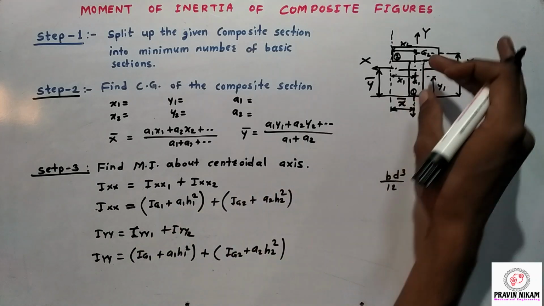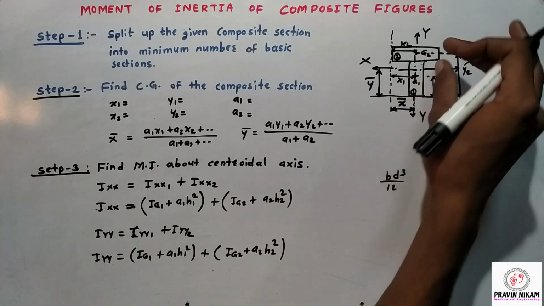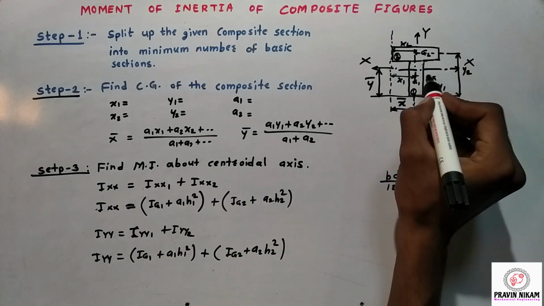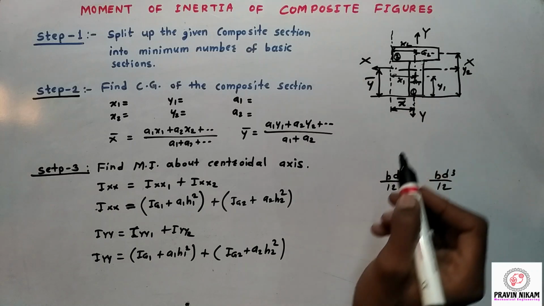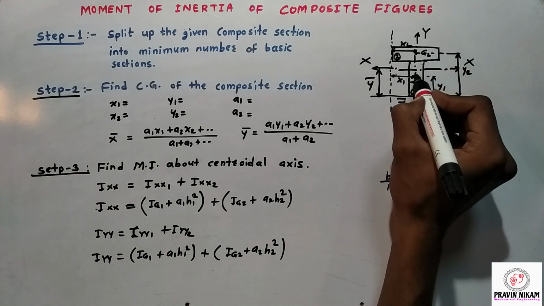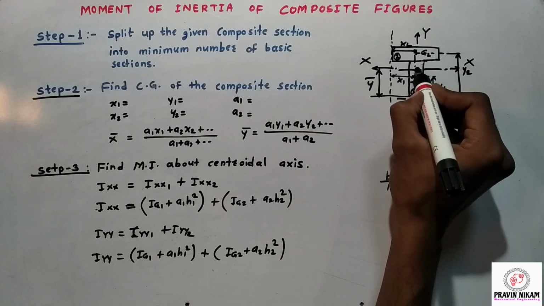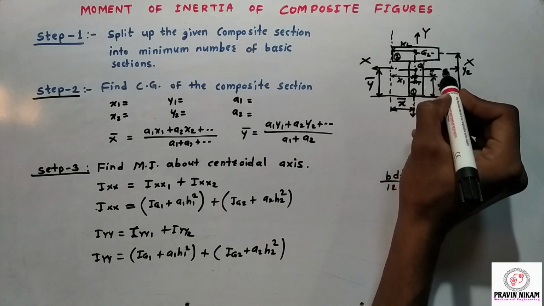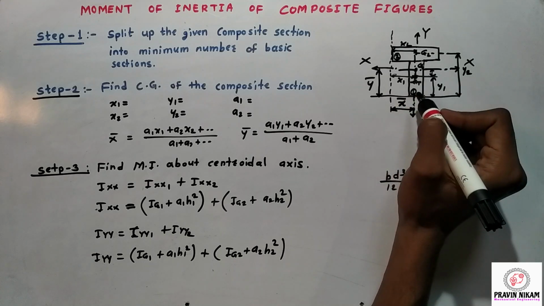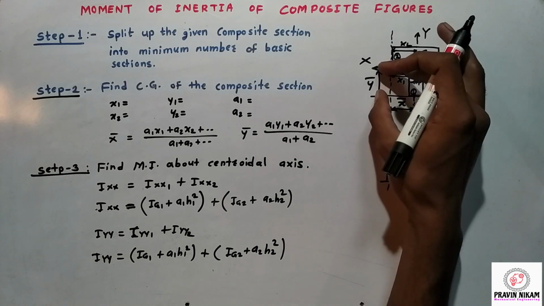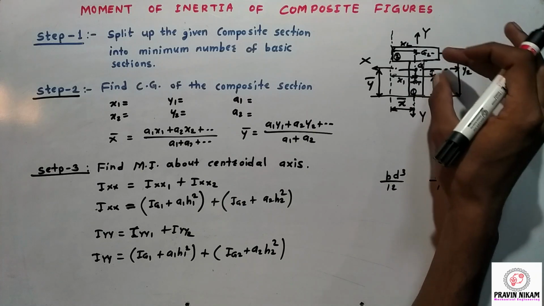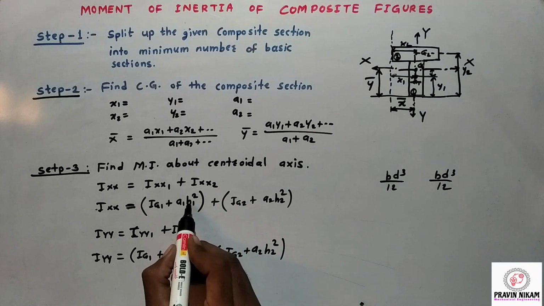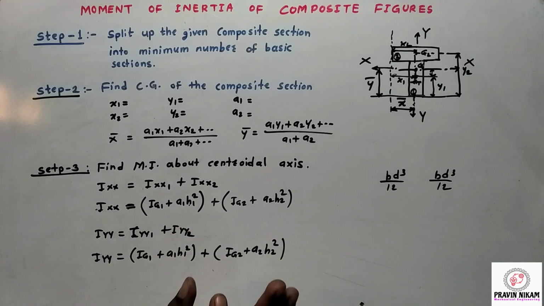Now A1 means area of this section, A2 means area of this section. Now what is H1? H1 is nothing but the distance between two centroids. So centroid of this section, that is G1, and main centroid, that is G. So H1 means distance between G1 and G. So this is Y bar and this is Y1. So distance is Y bar minus Y1. So H1 is Y bar minus Y1 and square is there.